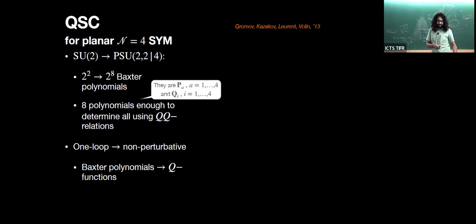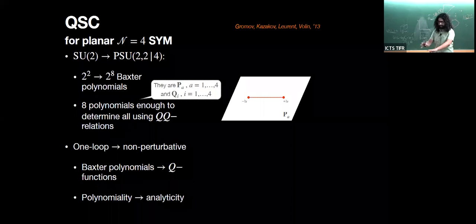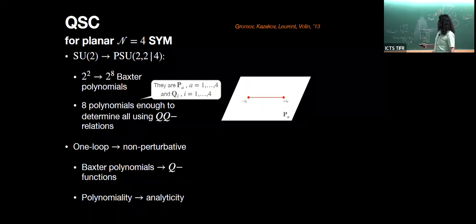And the polynomiality, which I was talking about before, just gets changed into an analyticity. So what this means is you impose some particular analytic properties on these P_a and Q_i. And what exactly are these properties? The properties are that the four P_a, P1, P2, P3, P4, have just one branch cut in the plane of the spectral parameter between -2g and 2g, where g is the rescaled 't Hooft coupling.